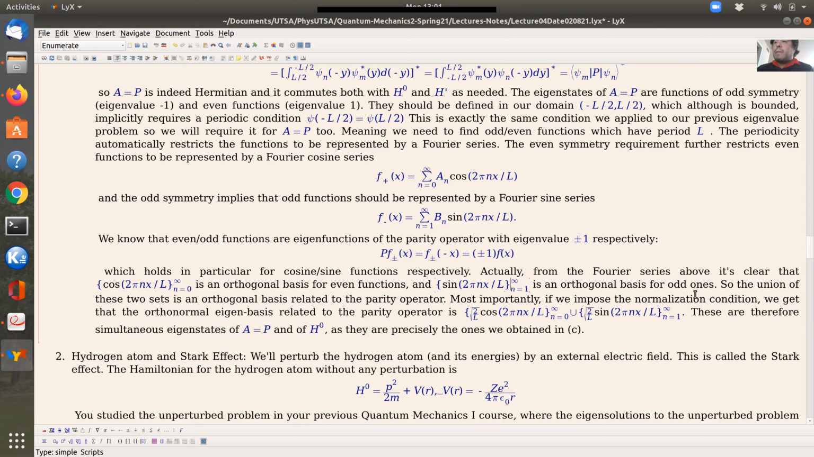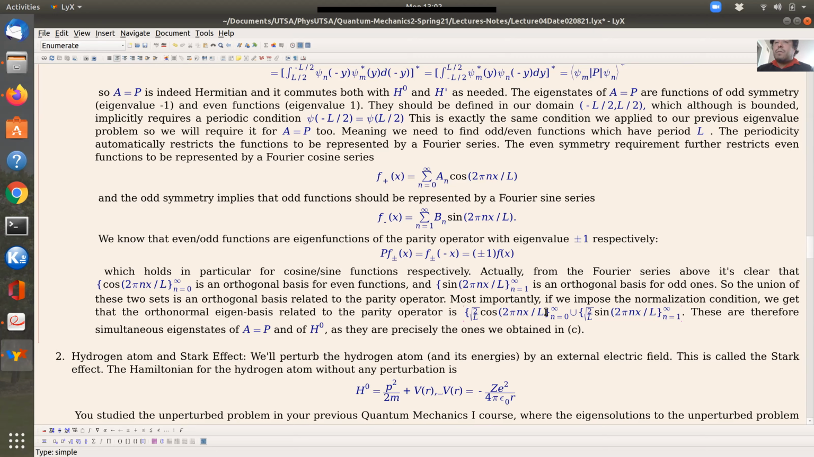So if we impose a normalization condition, meaning that we have to normalize each one of these functions, which is actually the same calculation that we did above, because the eigenstates that we got before as the good states were basically proportional to this. If we impose a normalization condition, then the orthonormal eigenbasis of the parity operator has this factor of square root of 2 over L that we calculated before. I'm not going to do the calculation again because we did it. But the whole basis of eigenfunctions of the parity operator is basically represented by the union of these two sets.